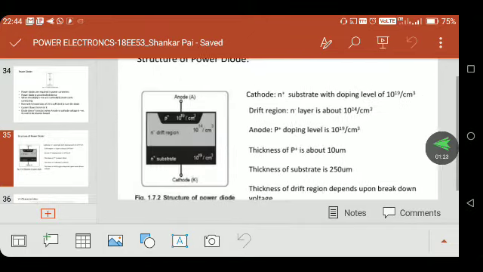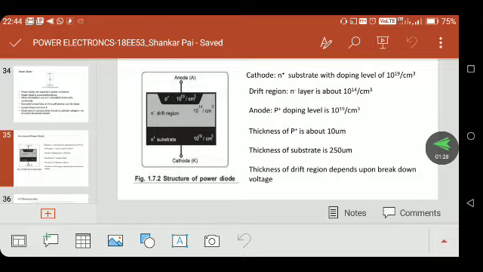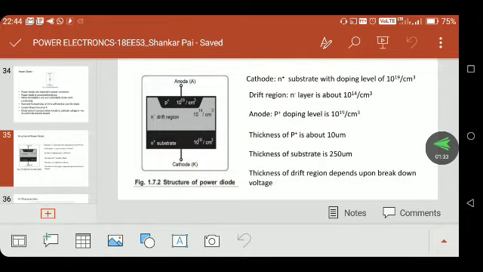Next one is the structure of power diode. You look at here, structure of power diode. A normal diode has only 2 layers, but here in power diode we have one more additional layer, that is the drift region. Now why is this drift region used? In power semiconductor switching devices, usually you will see this layer, the drift region. These regions are provided to reduce on-state losses.